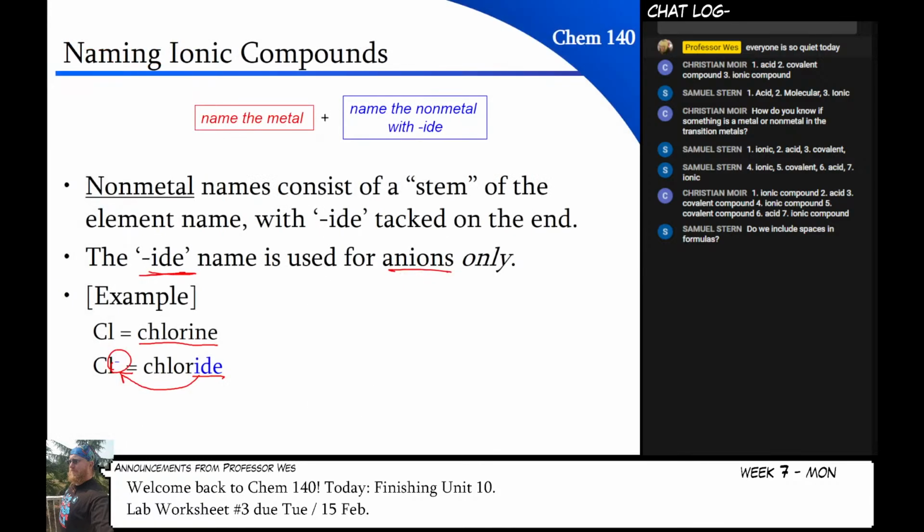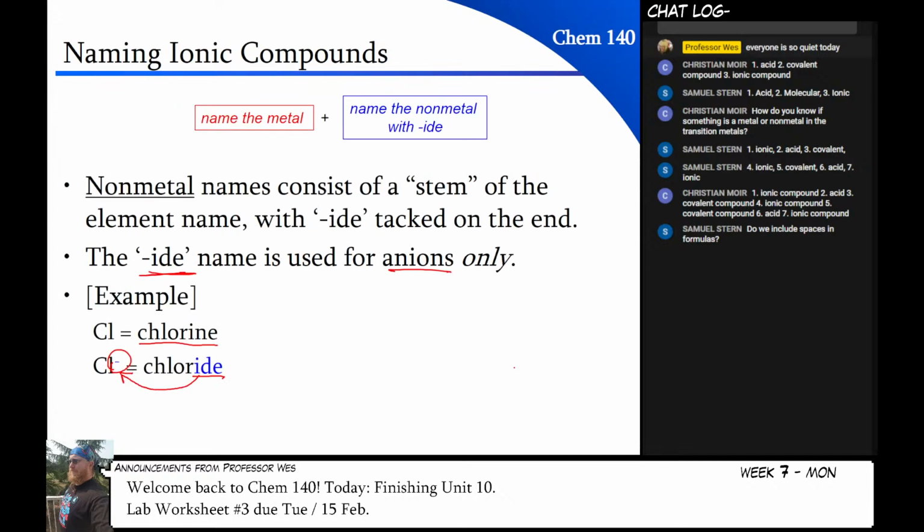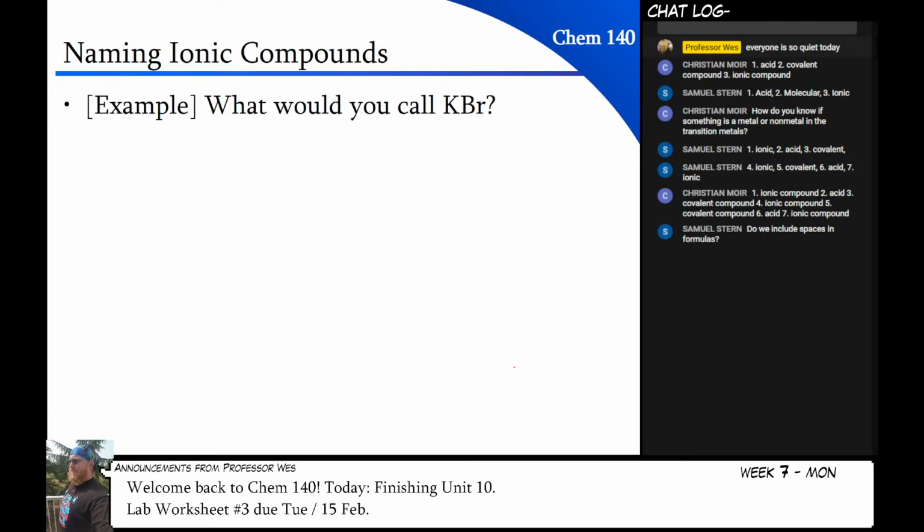So, let's actually name some ionic compounds before we run out of time here, because we only have like 15 minutes left. But all right, so now we're just going to follow the rules from our box here. So, name the metal, name the nonmetal with ide. So, whatever this is, we would just name it. So, you go look it up, and you write its name down.